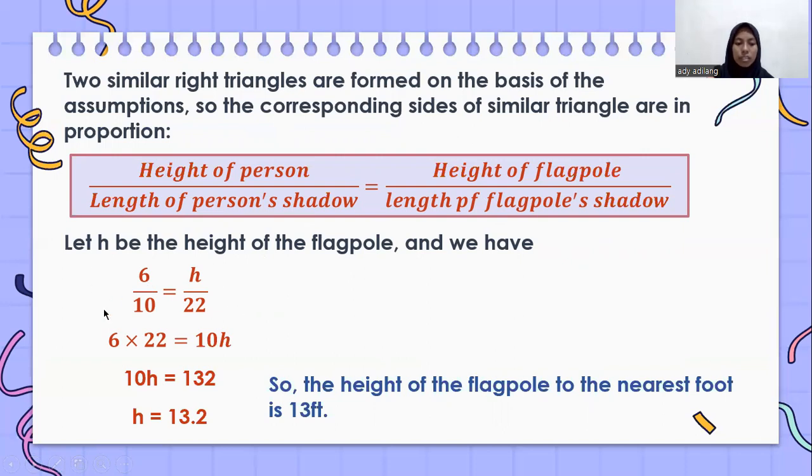So cross multiply this proportion. So 6 times 22 and h times 10. So 6 times 22 is equal to 132, and 10h is still the same, so we just bring it down. And then to find the value of h, we have to divide both sides by 10. So 10h divided by 10 is equal to h, and 132 divided by 10 is equal to 13.2. So the height of the flagpole to the nearest foot is 13 feet.